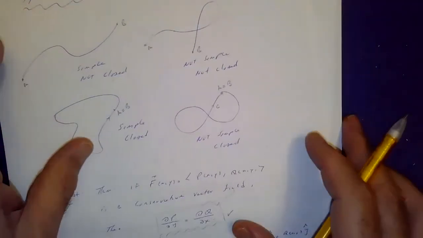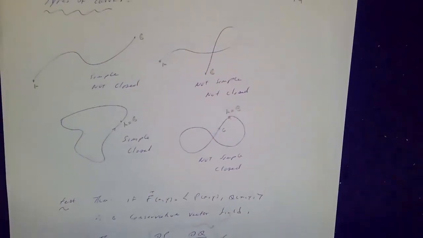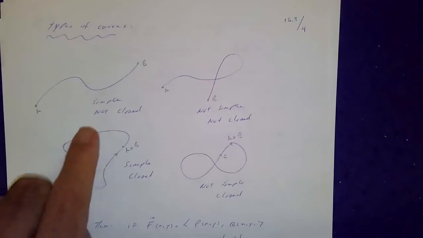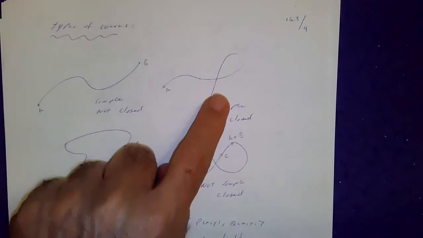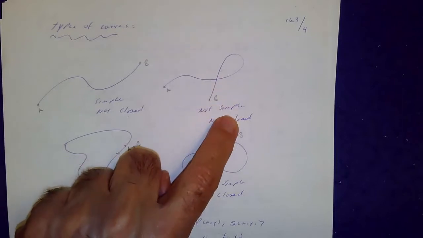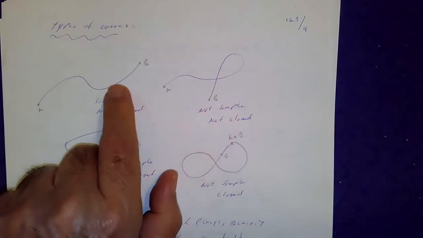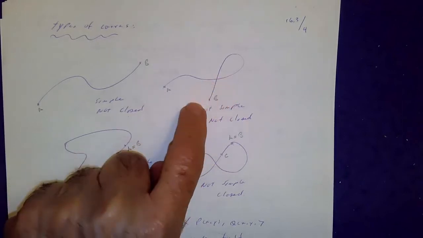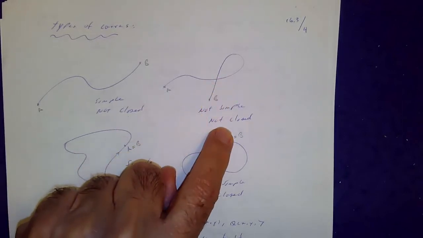Okay, let's define what they mean by simple curves. So these are types of curves. A simple curve is a curve which does not intersect itself. If it intersects itself, it's not a simple curve. So this guy is simple but not closed. This guy is not simple because it crosses itself, and not closed.